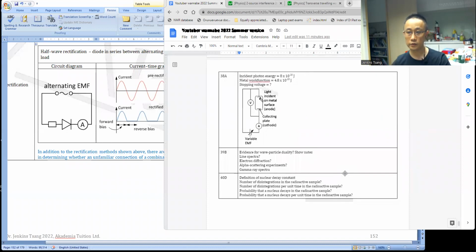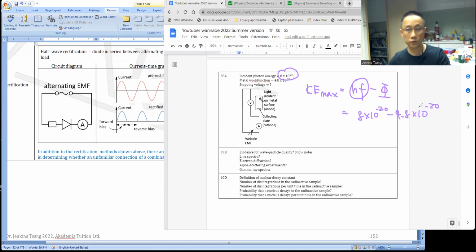Question 38. So photoelectric effect. It's given that incident photon energy is this, and then the metal work function is also given. So this is just an energy conservation question. The formula book does give you an equation. I think KE max equals hf minus phi, which is, I never know whether this should be pronounced as phi or phi, but either way, this is the work function. And the hf collectively is just 8 times 10 to the negative 20. So this is 3.2 times 10 to the negative 20.